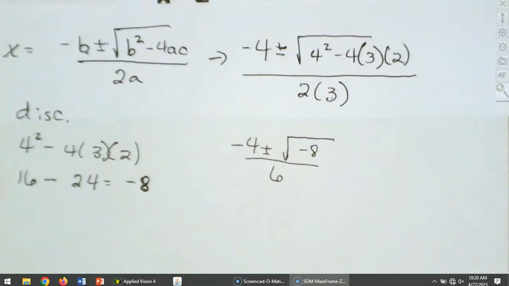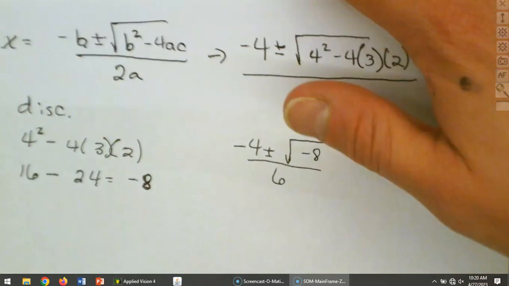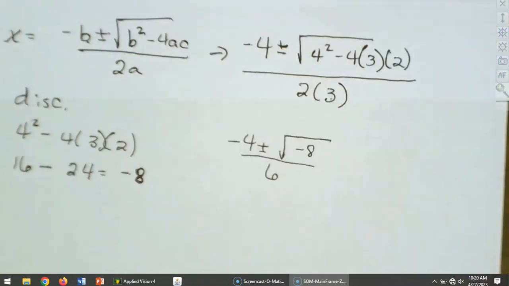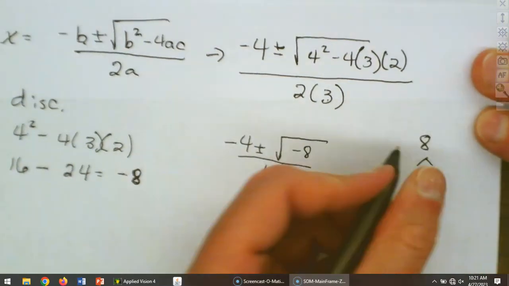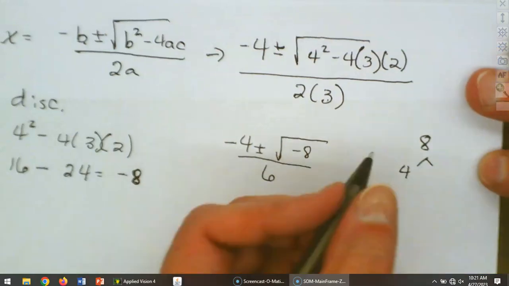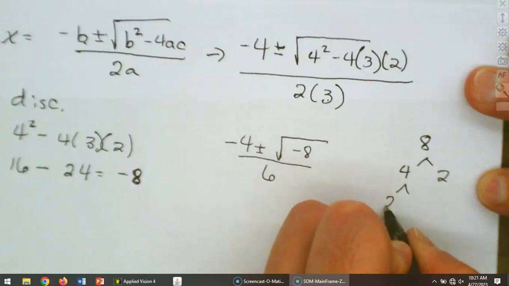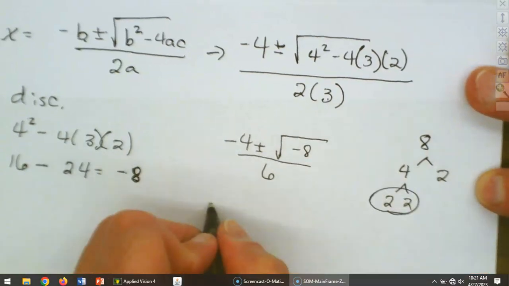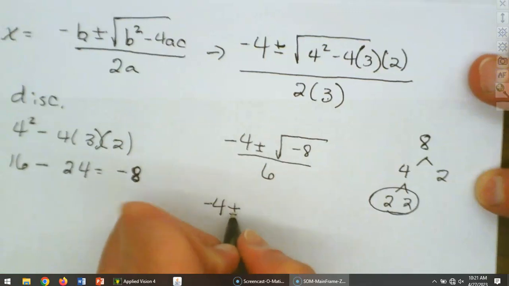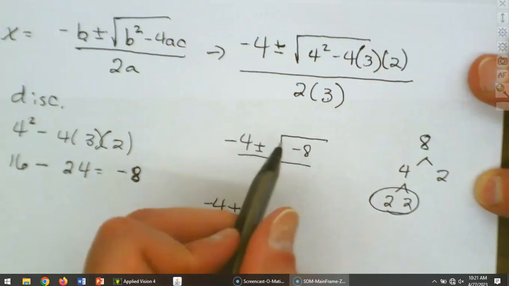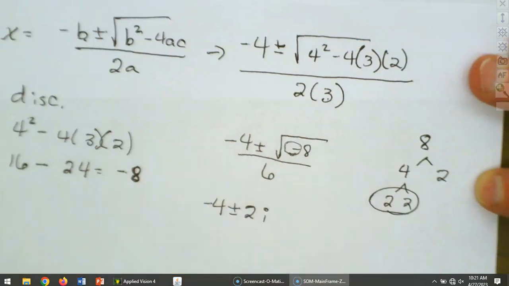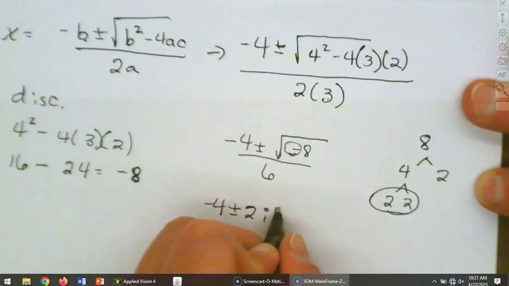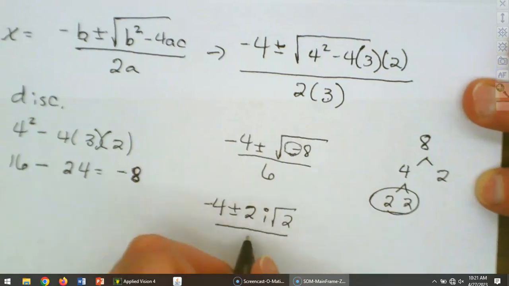Now, this is a little bit different because we have a negative underneath that root. Now, remember, if it's negative underneath the root, we need to bring out an I. Remember that way back from chapter 7? So we're going to look at that 8. Always start with a 4 if it's an even number, if possible. So 4 and 2. 4 breaks down into 2 and 2. So those come out. So now we have negative 4 plus or minus. A 2 is going to come out. This is negative, so an I also comes out. Square root of 2, and that is over 6.